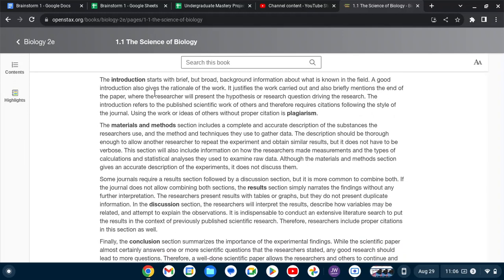The introduction starts with brief but broad background information about what is known in the field. A good introduction also gives the rationale of the work. It justifies the work carried out and also briefly mentions the end of the paper, where the researcher will present the hypothesis or research question driving the research.